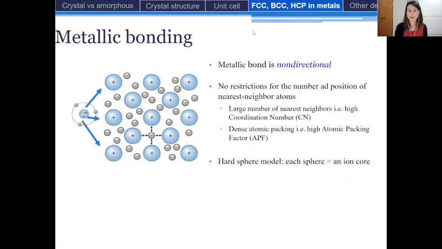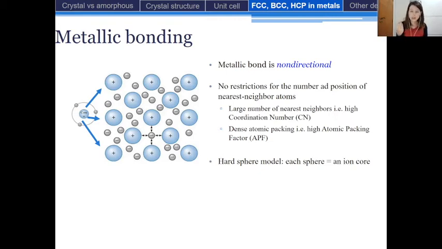So let's remember that in metals, we find metallic bonding. And so these metallic bonds are non-directional, and we can describe metals as composed of ion cores that in fact are composed of the nucleus of the atom and the non-valence electrons. And between these ion cores, we find the free electrons, so all the cloud of valence electrons that are free to move between these ion cores. And so the fact that we have this non-directional metallic bond means that we have no restrictions for the number and position of nearest neighbor atoms.